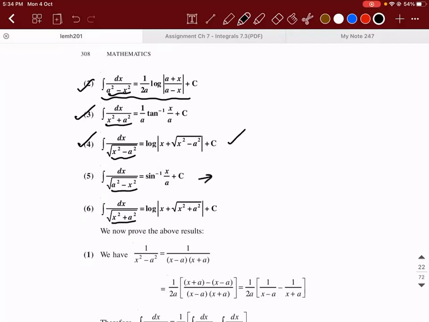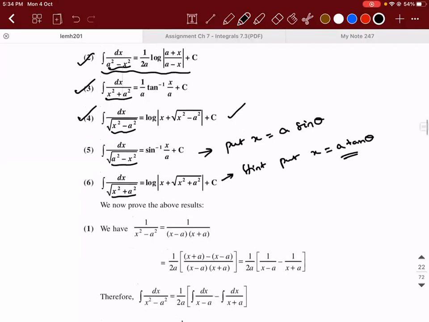Similarly, I'll give you a hint. You can try them out. Actually, I want to stop the class by 5:40 because I know some of you are writing offline test today. So for you to give some travel time, I'll stop it in 5 more minutes. So the hint here is put x is equal to a sine theta, and here the hint is put x is equal to a tan theta. Then you can proceed.